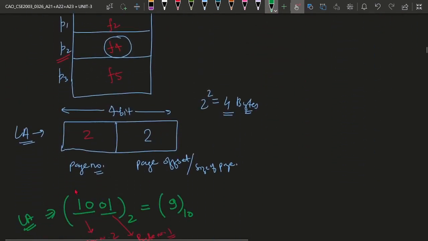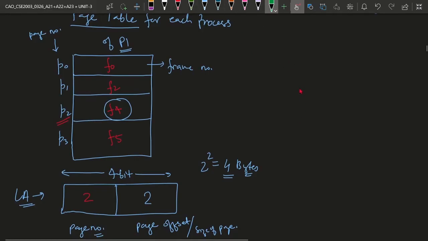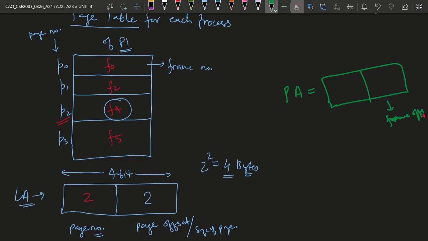So this is the logical address. Similarly, we will talk about the physical address, like how the physical address is given. The physical address will be of two parts. One will be the frame number, and the other will be the frame offset, regarding the frame size.